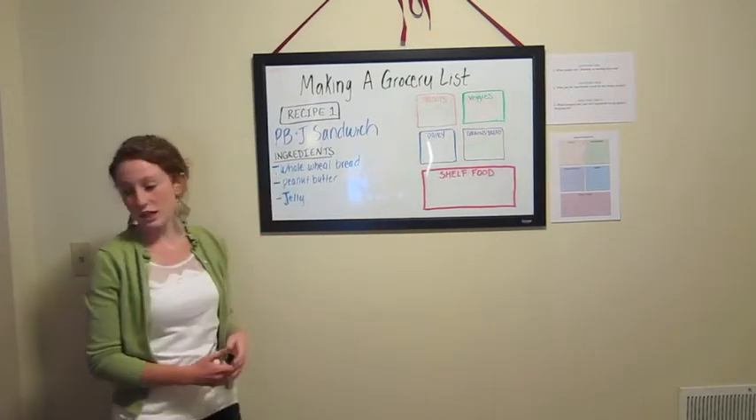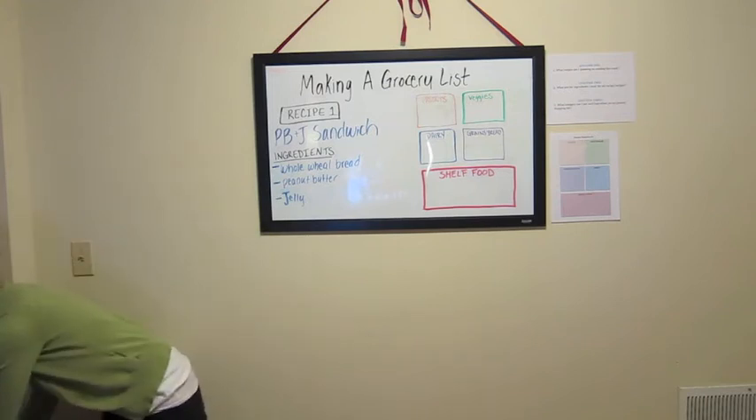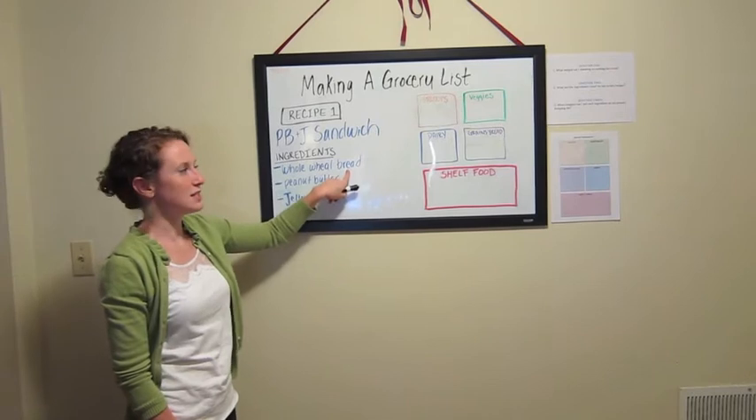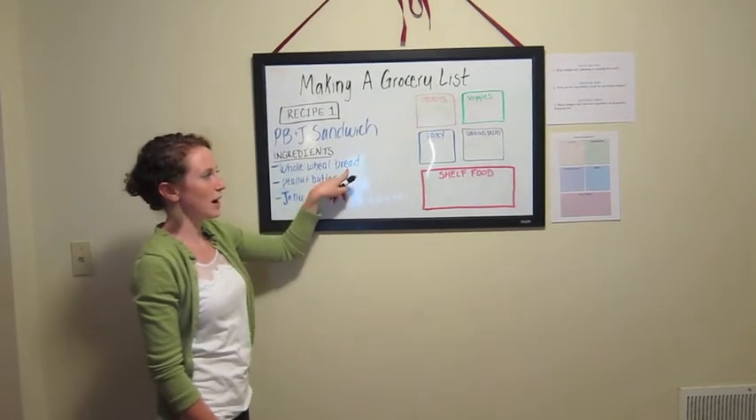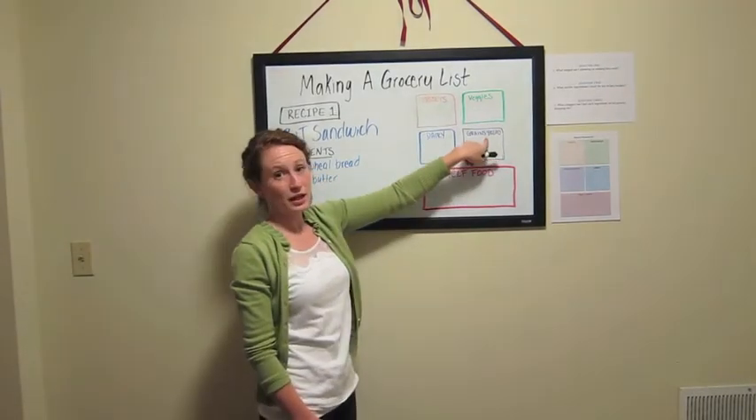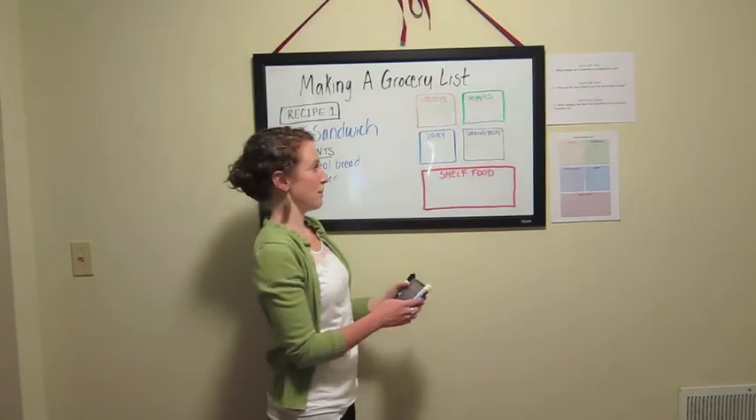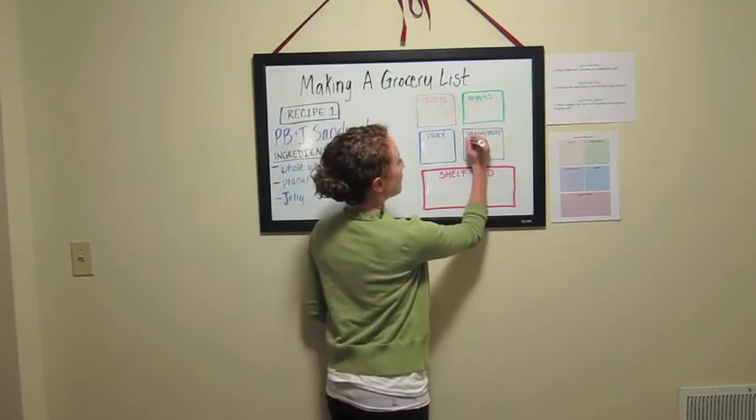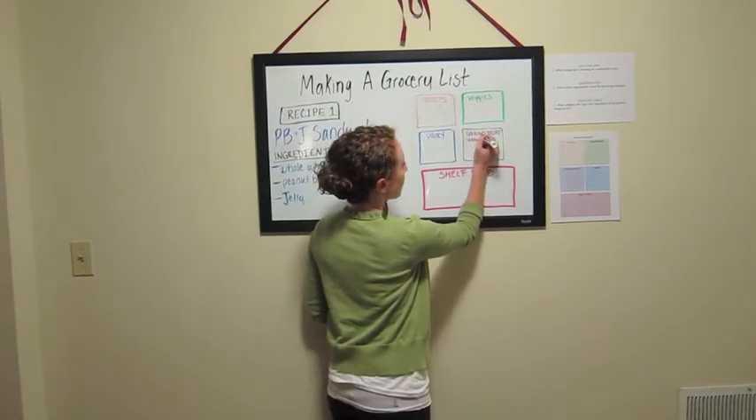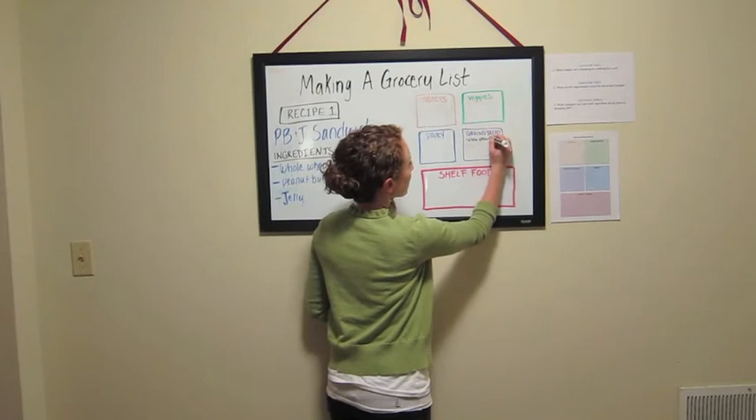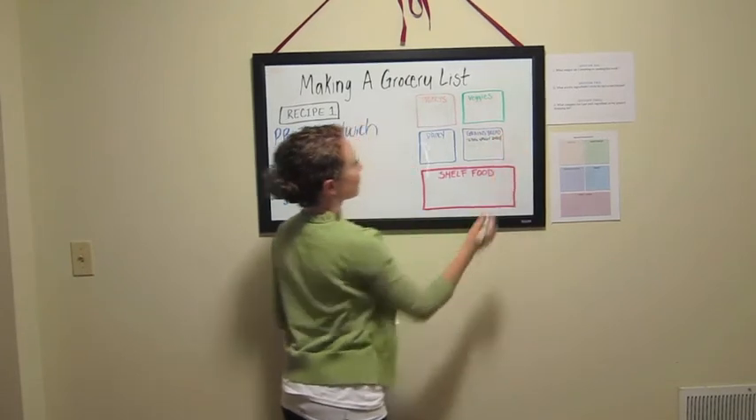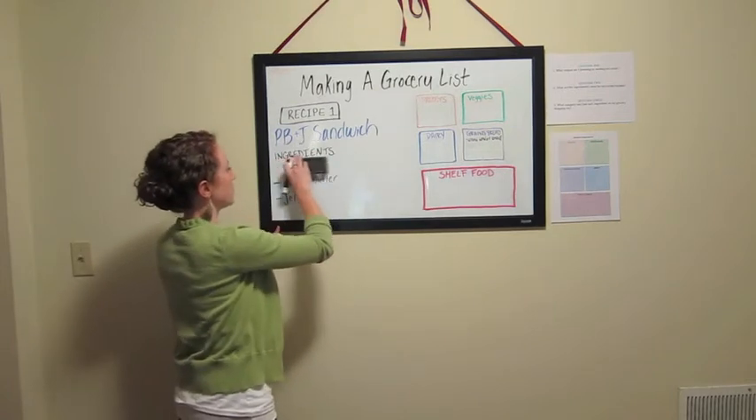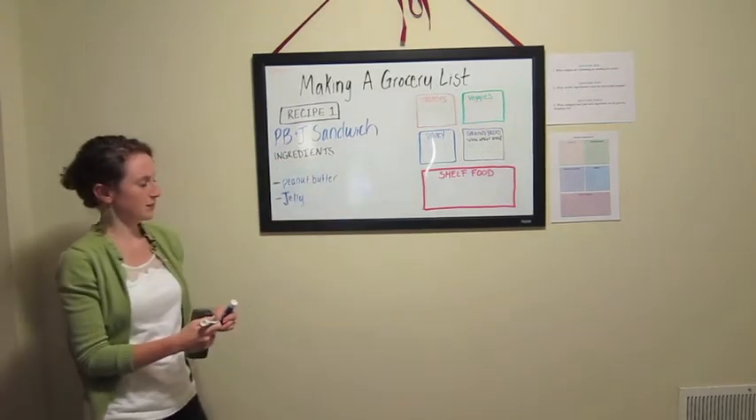My first ingredient is whole wheat bread. I know that the last word is bread. This is an easy one because it tells me right away that it should go in the grains and bread category because it is in fact a bread. So I'm going to write whole wheat bread under my grains and bread. When I'm done, I'm going to erase it just so I don't confuse myself. I know that's already taken care of.